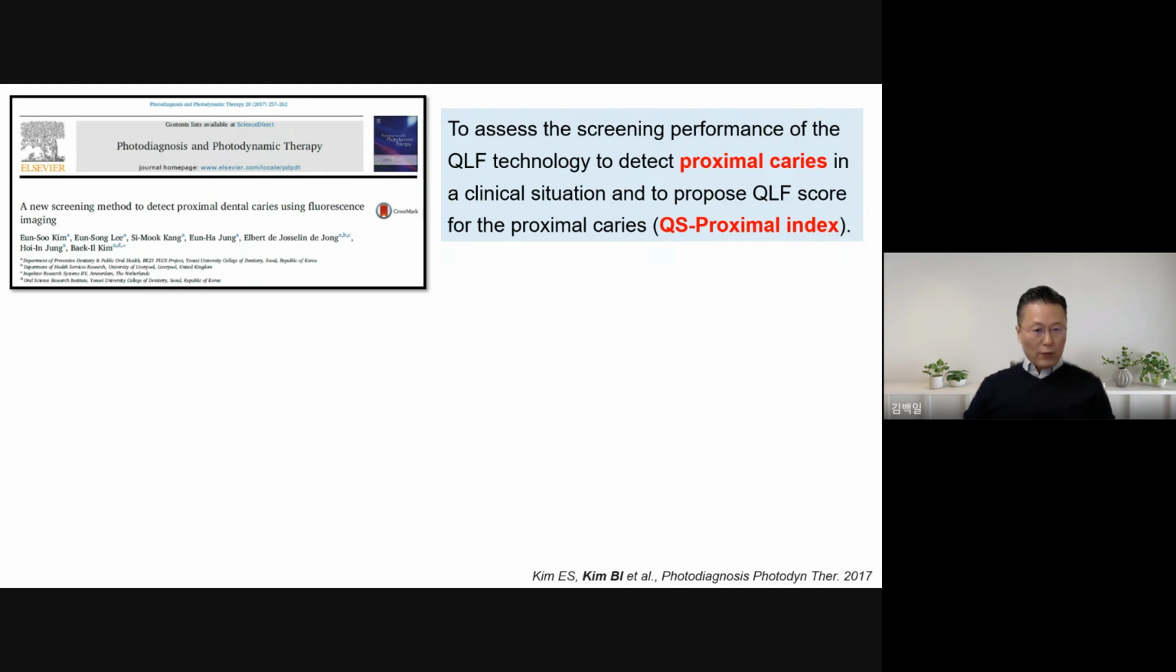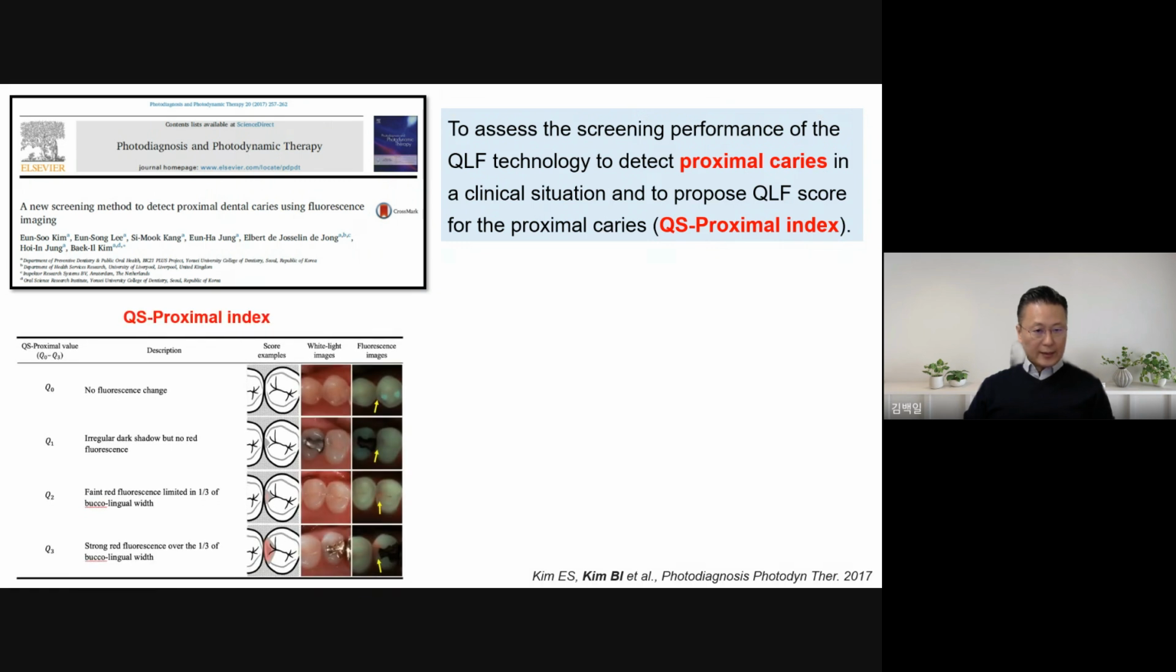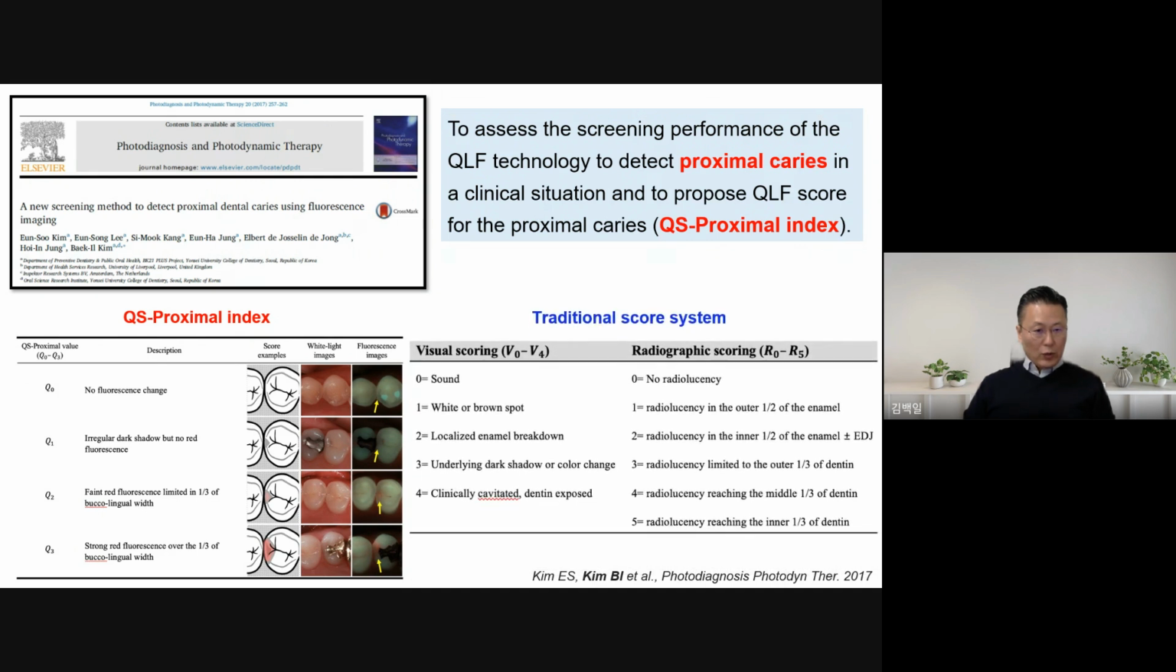Therefore, my research team developed an index that can easily assess the severity of dental caries using biofluorescence in the clinical setting. First, we developed the QS proximal index, which easily differentiates proximal caries by fluorescence from 0 to 3. We compared this index with traditional caries assessment methods, such as visual scoring and radiographic scoring.